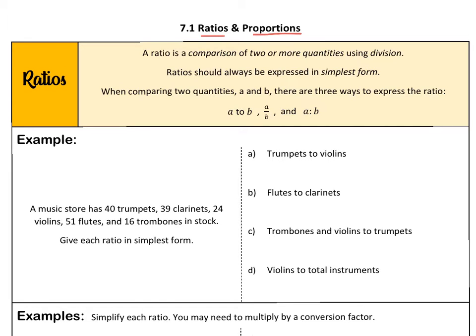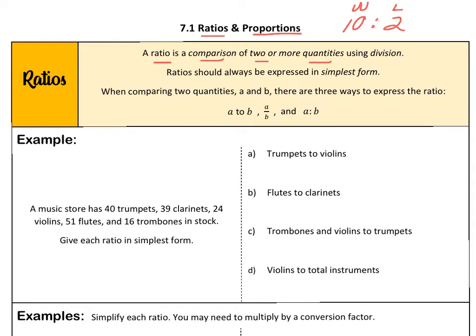First couple things you need to know is that a ratio is just a comparison of two or more numbers or quantities. So for example, if you have a record on your sports team of 10 and 2, so 10 wins to 2 losses, that's a ratio right there. It's comparing two numbers to one another.